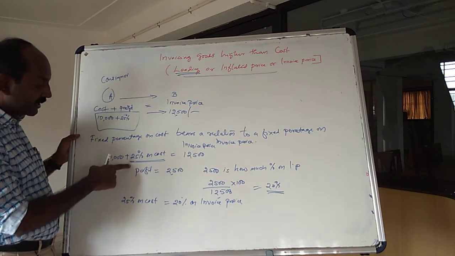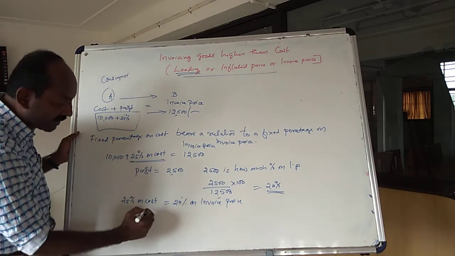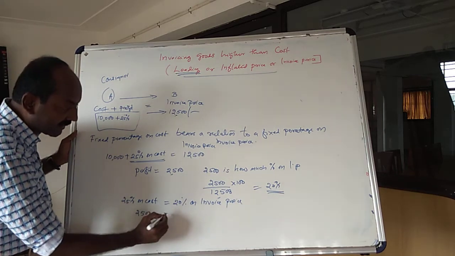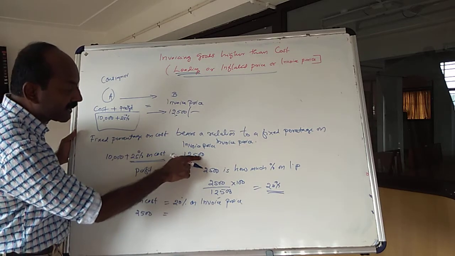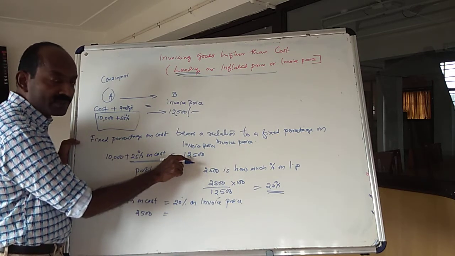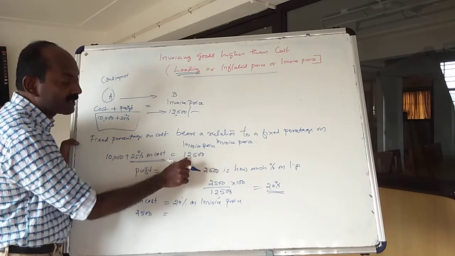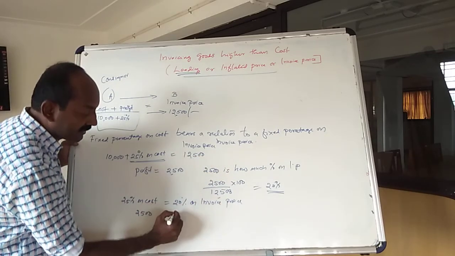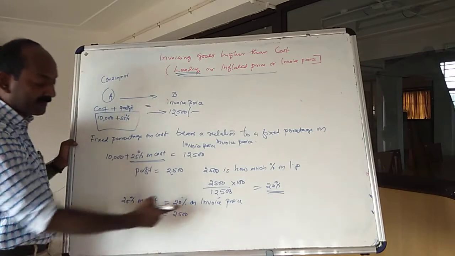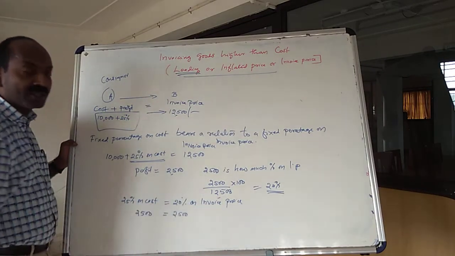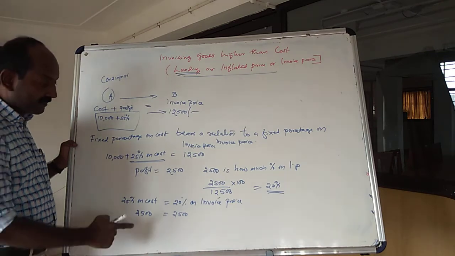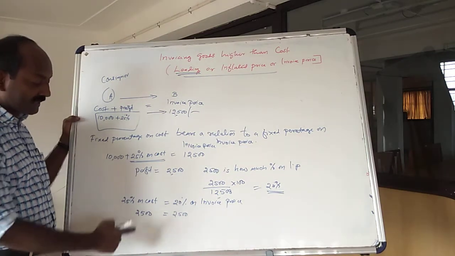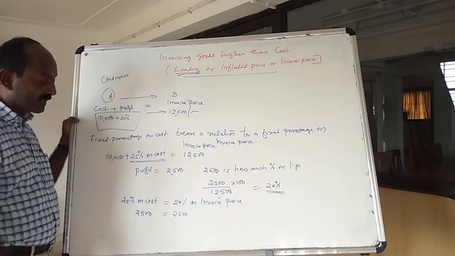Let us check it. 25% on 10,000 is equal to 2,500. Let us calculate 20% on invoice price. Invoice price is 12,500. 1,250 is 10%, so 20% is 2,500. See, 25% on cost is equal to 20% on invoice price. I hope you got the point. That is, 2,500 is equal to 2,500.